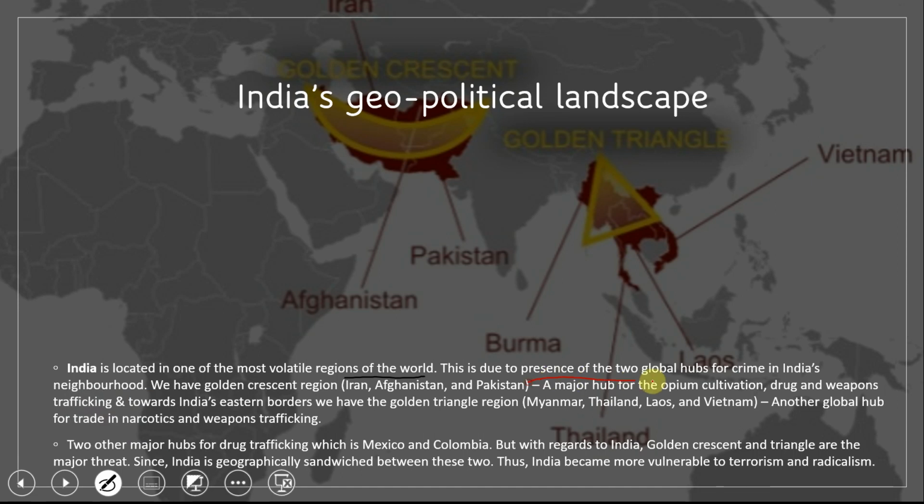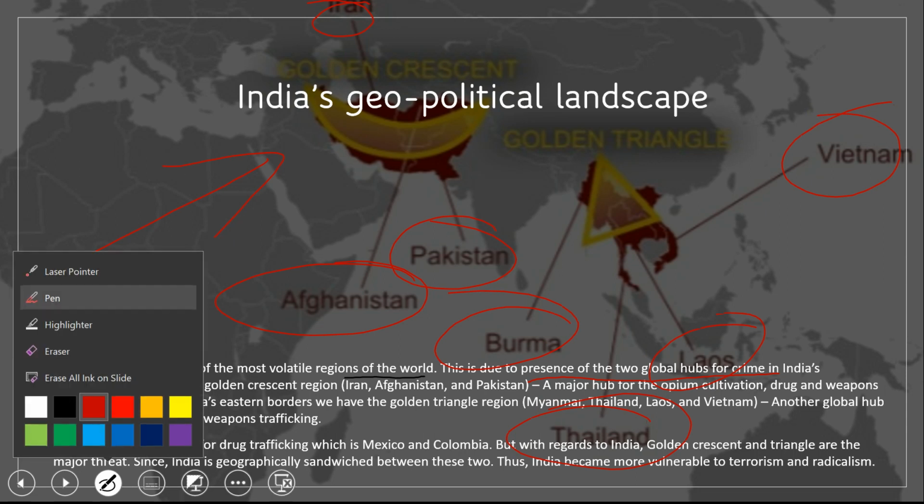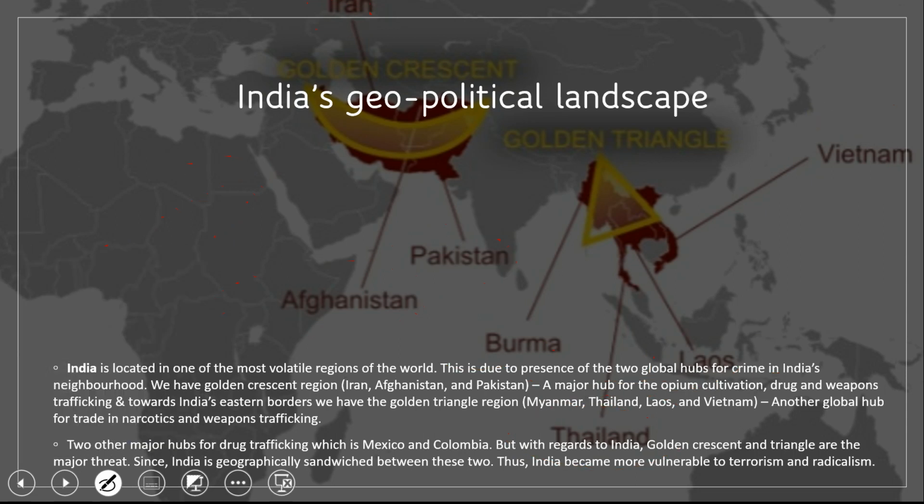This is due to the presence of two global hubs of crime in India's neighborhood. The Golden Crescent joins Iran, Afghanistan and Pakistan, and the other one covers Myanmar, Thailand, Laos and Vietnam. This forms the Golden Triangle. The issue is that these two have different perspectives on terrorism.